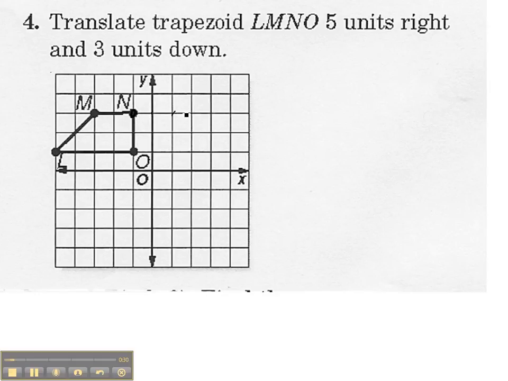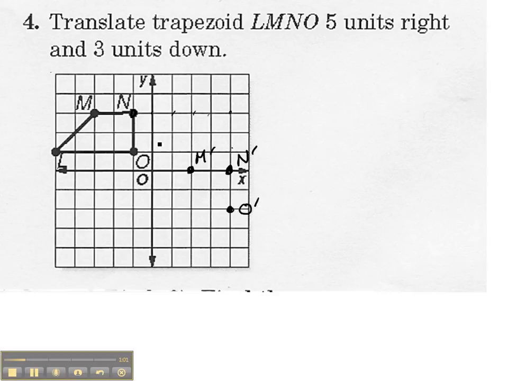So 1, 2, 3, 4, 5 units to the right, and then 1, 2, 3 units down. This is the new position of N, and we'll call that N prime. Do the same thing with each vertex. M, 5 units right, 1, 2, 3, 4, 5, and 3 units down will be right here. O should be 1, 2, 3, 4, 5, 1, 2, 3 right here.